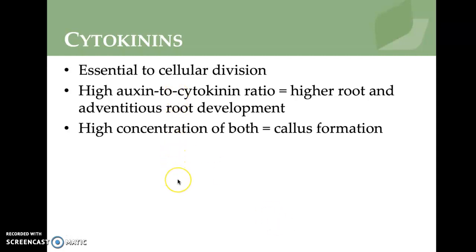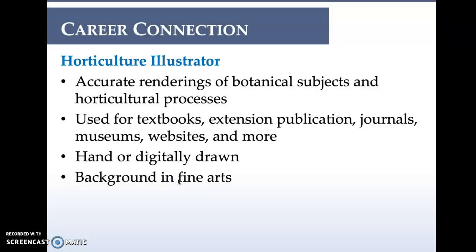Cytokinins, these are essential to cellular division. A high auxin to cytokinin ratio equals higher root and adventitious root development. A high concentration of both will equal callus formation.